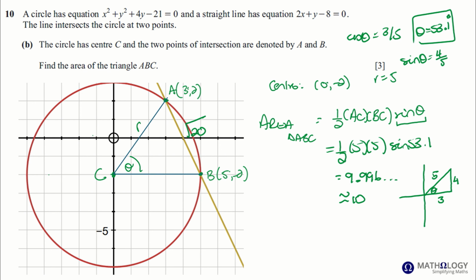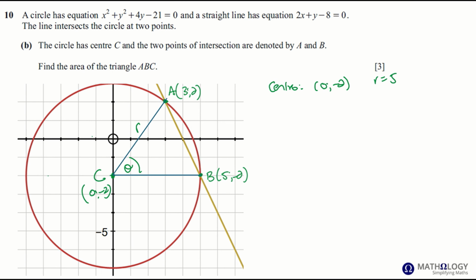So that's going to be a half times 25 times 4/5. It's going to be 100 over 10, which is exactly 10. That is one way to find the area of triangle ABC. You can also drop a perpendicular from C to AB, right to the midpoint of AB. Call that point P, and then we can use half base times height.